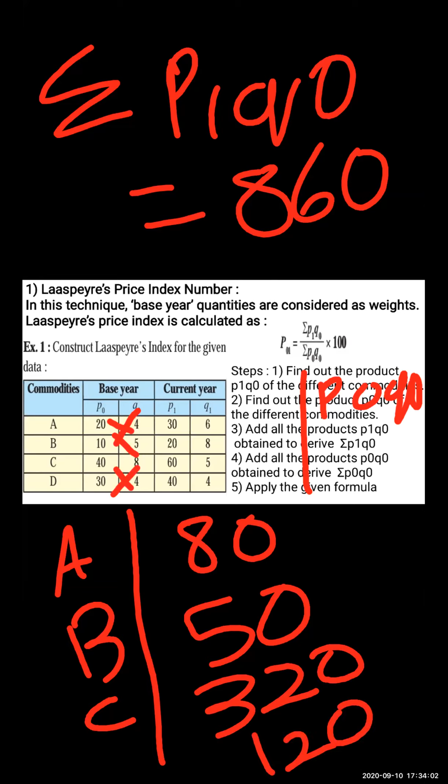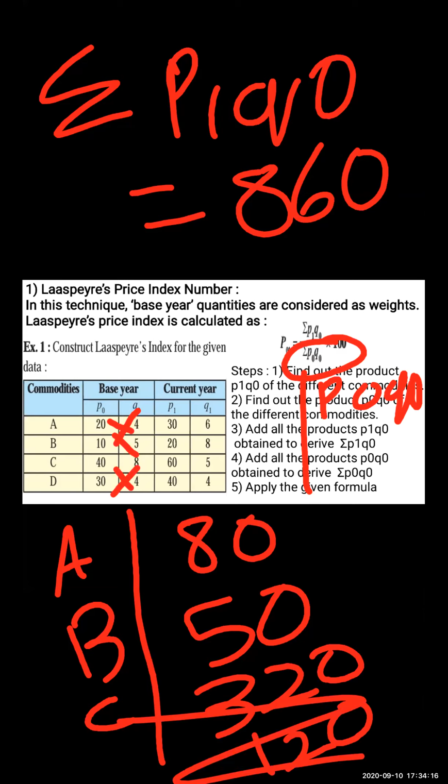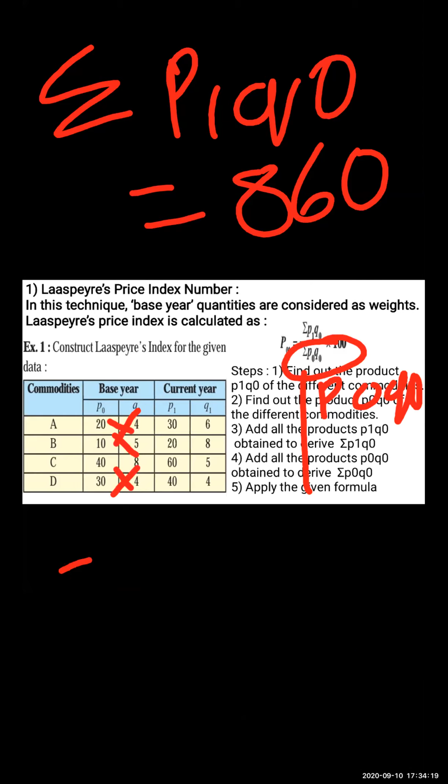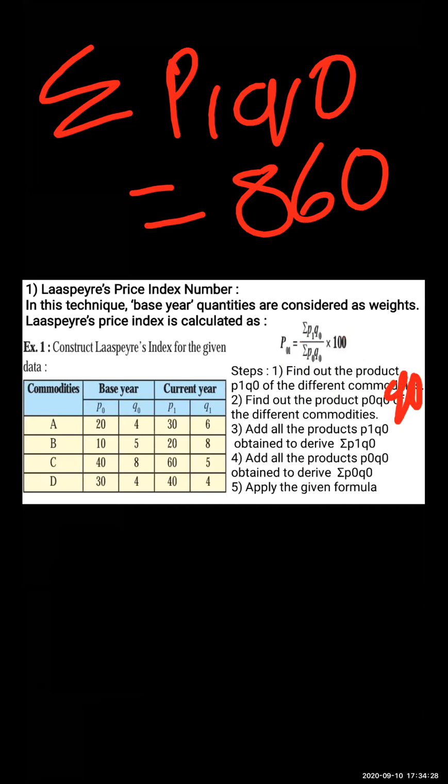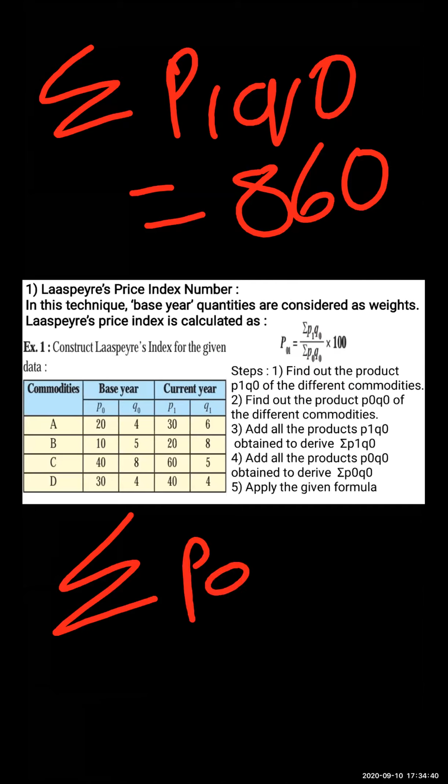Yes, 120. Now we need to find out summation, that is the total of POQO. So we need to add 80, 50, 320 and 120. What is the answer? Yes, good Jigna, Manish, Preeti, Joel, Kusum. Other students, waiting for your responses too. So the correct answer is, good, summation POQO is equal to 570.